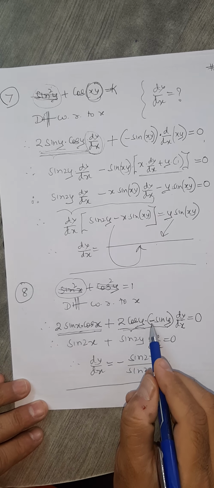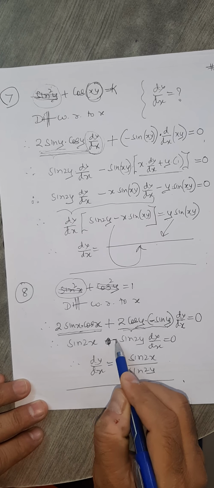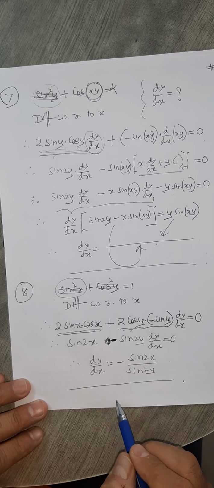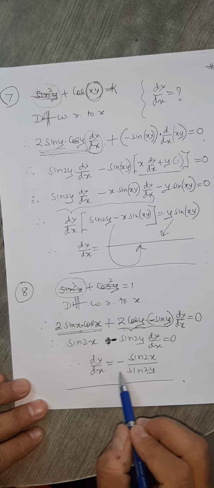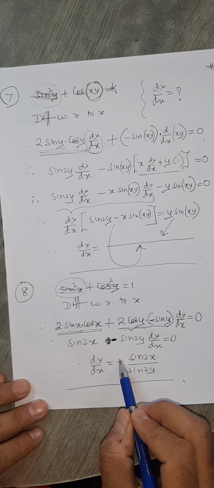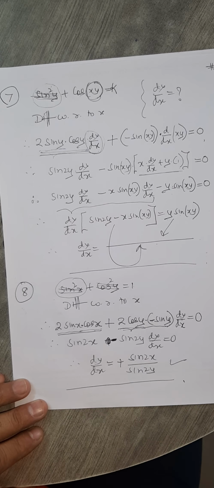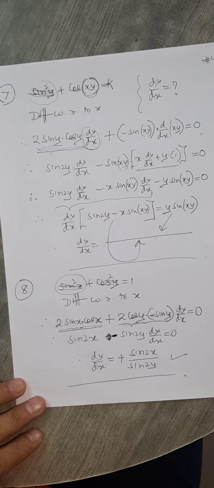Sorry, here there is a little correction. Because of this minus, here we'll get minus. So if I take on the, this is minus, sorry, that was my mistake. And here if I take this on the other side, this is just plus, remember. So plus sine 2x upon sine 2y, that is your answer.